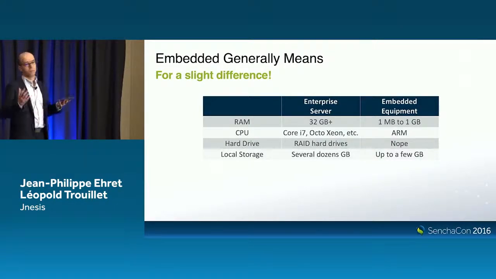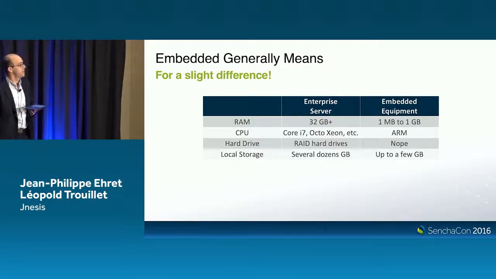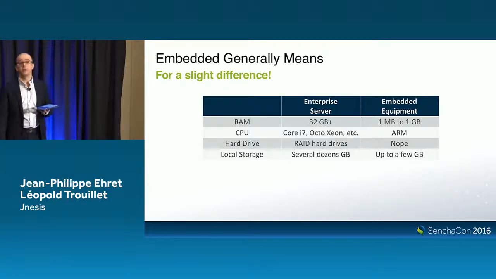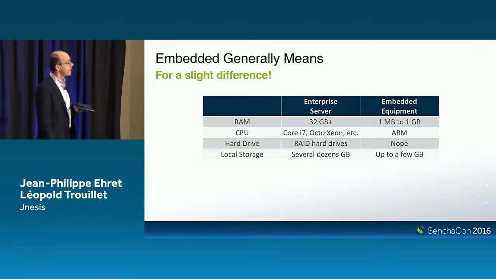Most of the time, when you work on a standard web application, you have enterprise servers, which means dozens of gigabytes of RAM, a very powerful CPU, and to be reliable, you have redundant hard drives and pretty good local storage. In embedded equipment, of course, it's not the same thing.